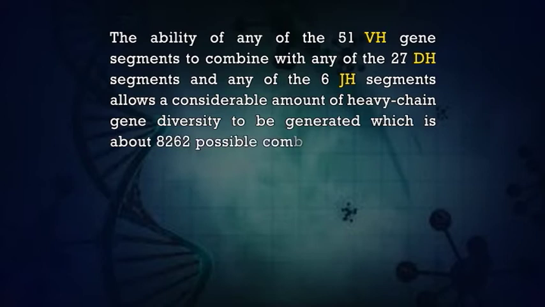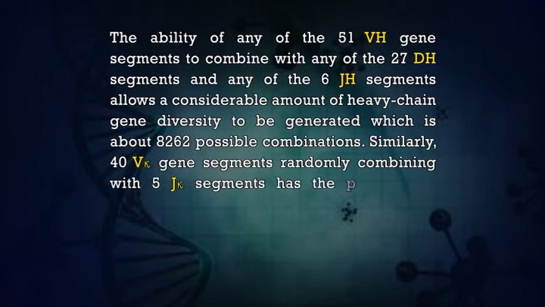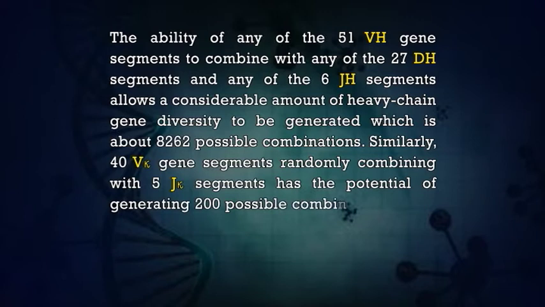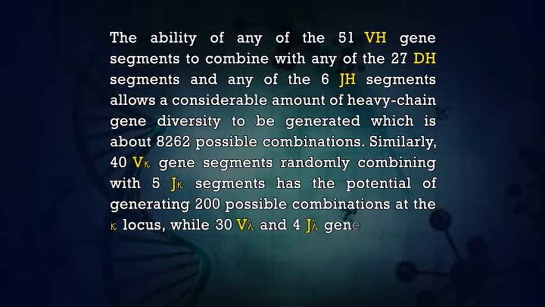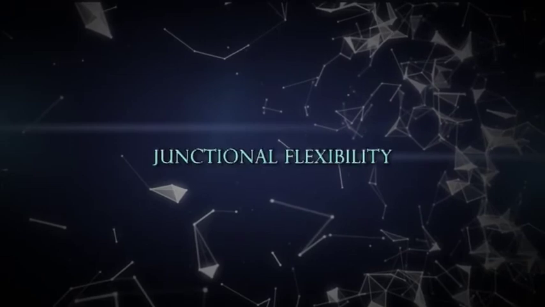8,262 possible combinations. Similarly, 40 V-kappa gene segments randomly combining with 5 J-kappa segments has the potential of generating 200 possible combinations at the kappa locus, while 30 V-lambda and 4 J-lambda gene segments allow up to 120 possible combinations at the human lambda locus. These are minimal calculations of potential diversity. Junctional flexibility.